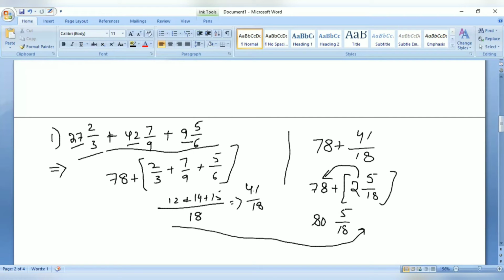Okay. So I repeat the problem once again. First of all, whenever a problem like this is given, we need to add the digits first. Forget about the fractions. First add the normal digits. So 27, 42 and 9. We added and it became 78. Now let us take the fractions. 2 by 3, 7 by 9, 5 by 6.